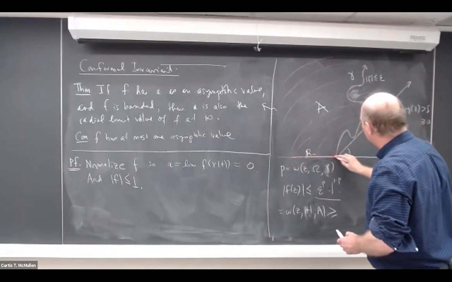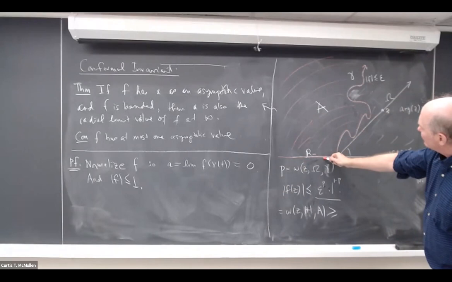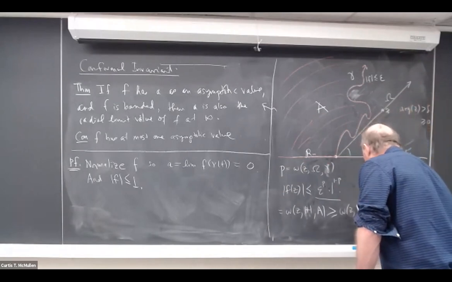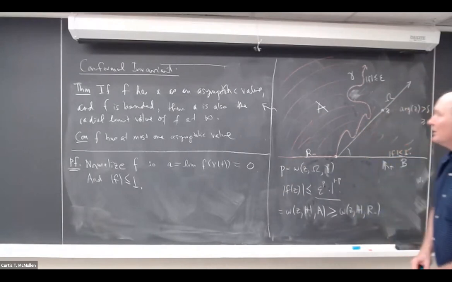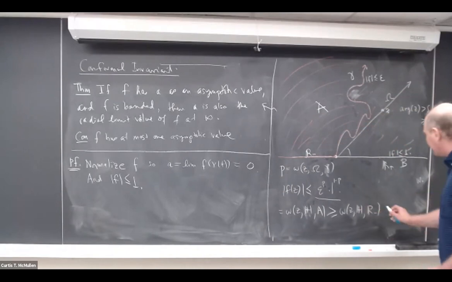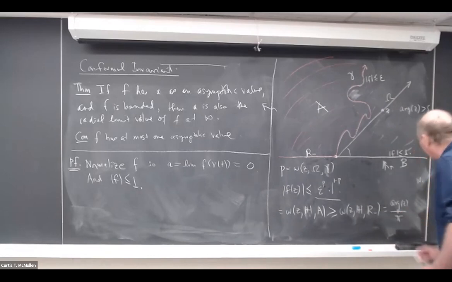So let's shrink this domain A all the way down until it just becomes the negative real axis. So certainly the effect of gamma on Z is less than the effect of the negative real axis on Z. So this is greater than omega of Z, H, and the negative real axis. But we just computed what the harmonic measure is of the negative real axis. This is nothing more than the argument of Z divided by pi.